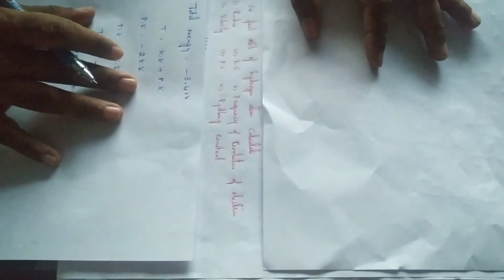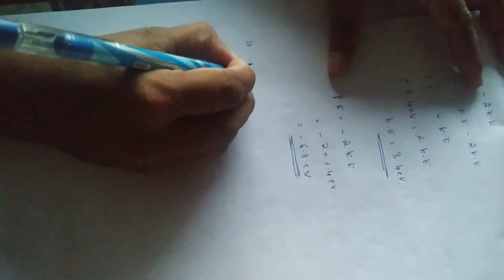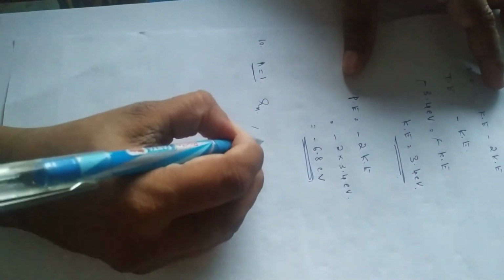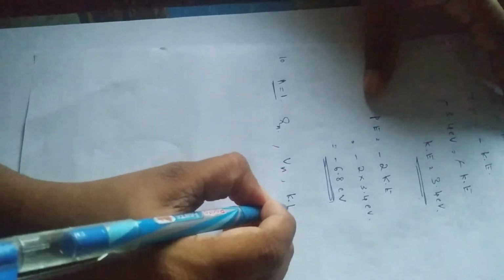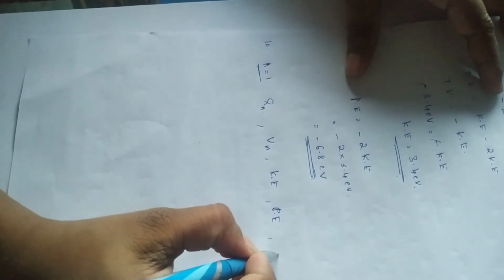So now the next problem. For the first orbit of the hydrogen atom, we should calculate radius, kinetic energy, frequency of revolution, velocity, potential energy, and Rydberg constant. Everything we have solved already, so I will just give the hint. You have to solve it yourself. They have asked for the first orbit, that is n is equal to 1, and keeping n is equal to 1, you have to find radius Rn, Vn, kinetic energy, potential energy, and frequency of revolution.